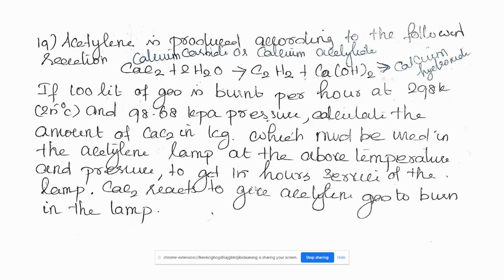Okay. So now they have given the reaction. They have given 100 liters of gas burned per hour, and they have given the temperature and pressure. For 100 liters of gas burnt per hour, we have to find the calcium carbide in kgs. So for 1 hour it is 100 liters of gas; for 15 hours, we have to find how much has reacted to give acetylene gas. So now let us start with the problem.